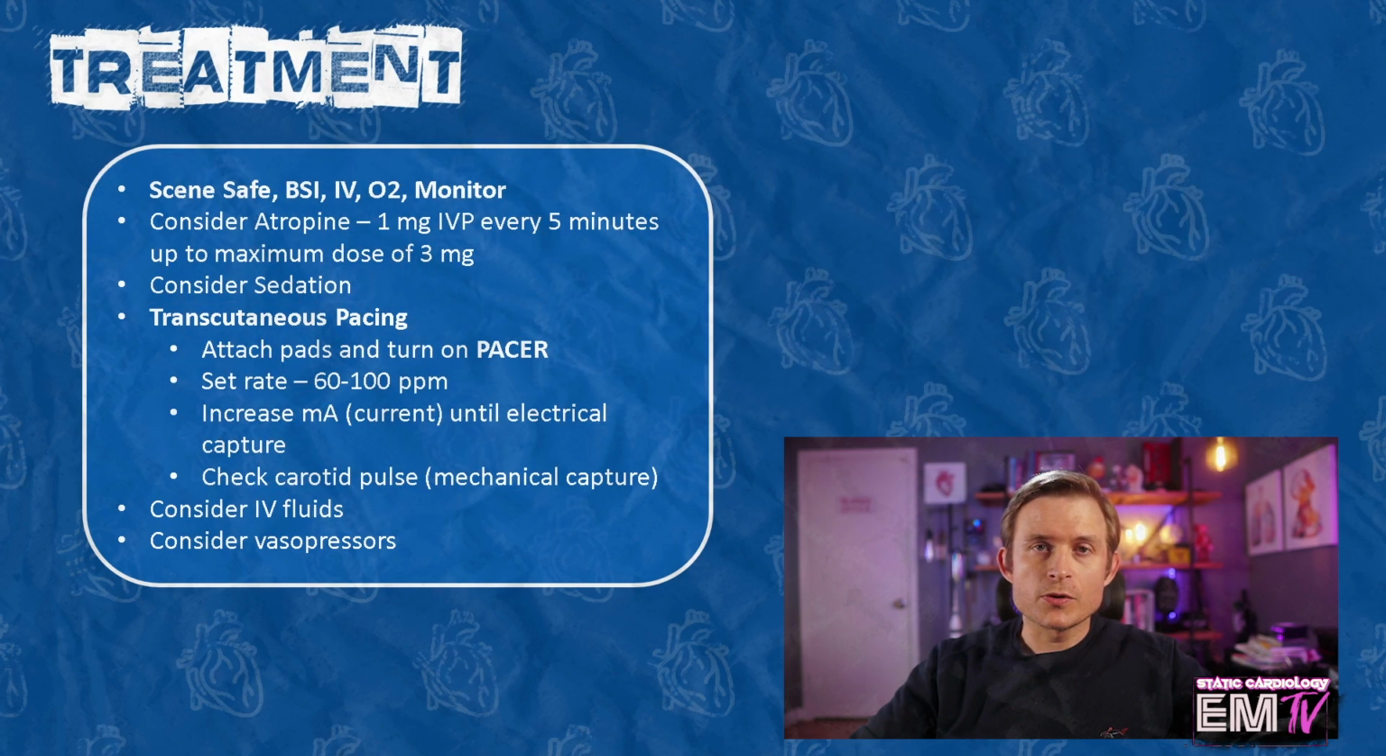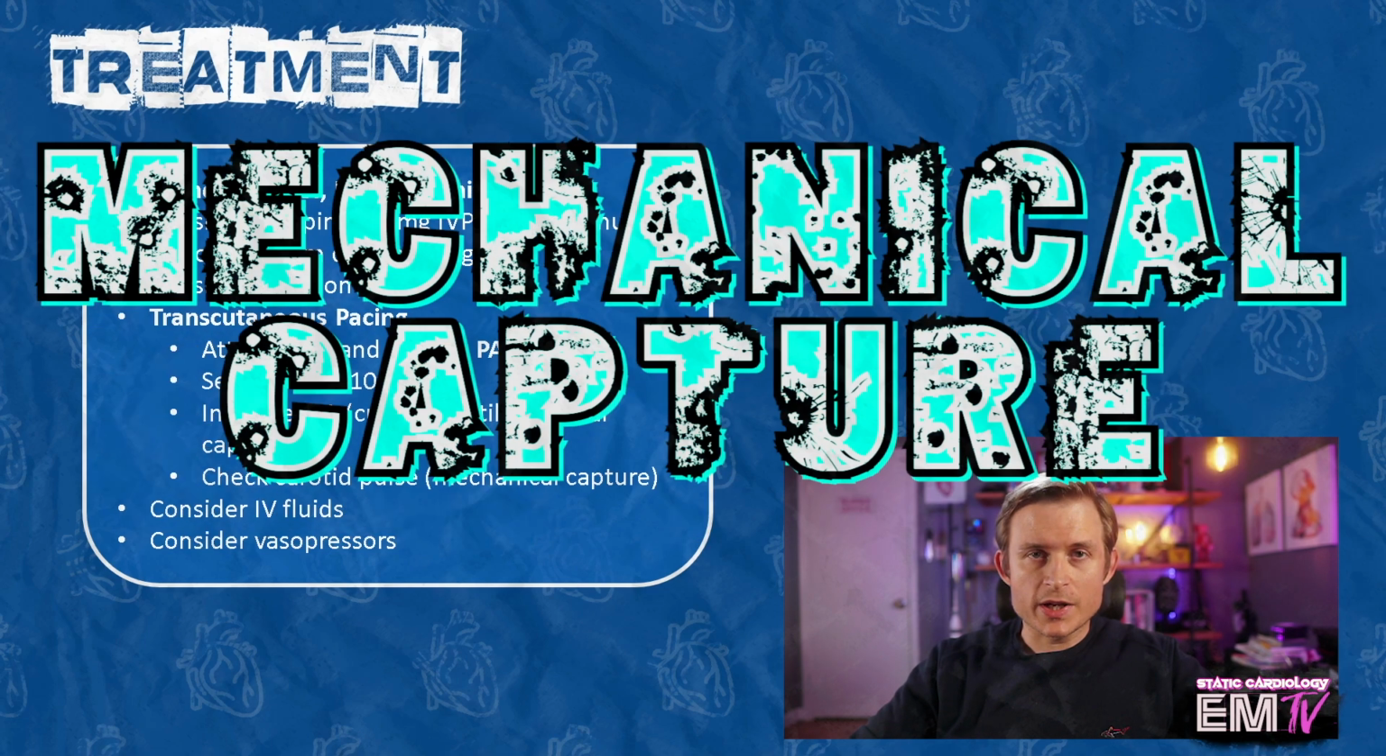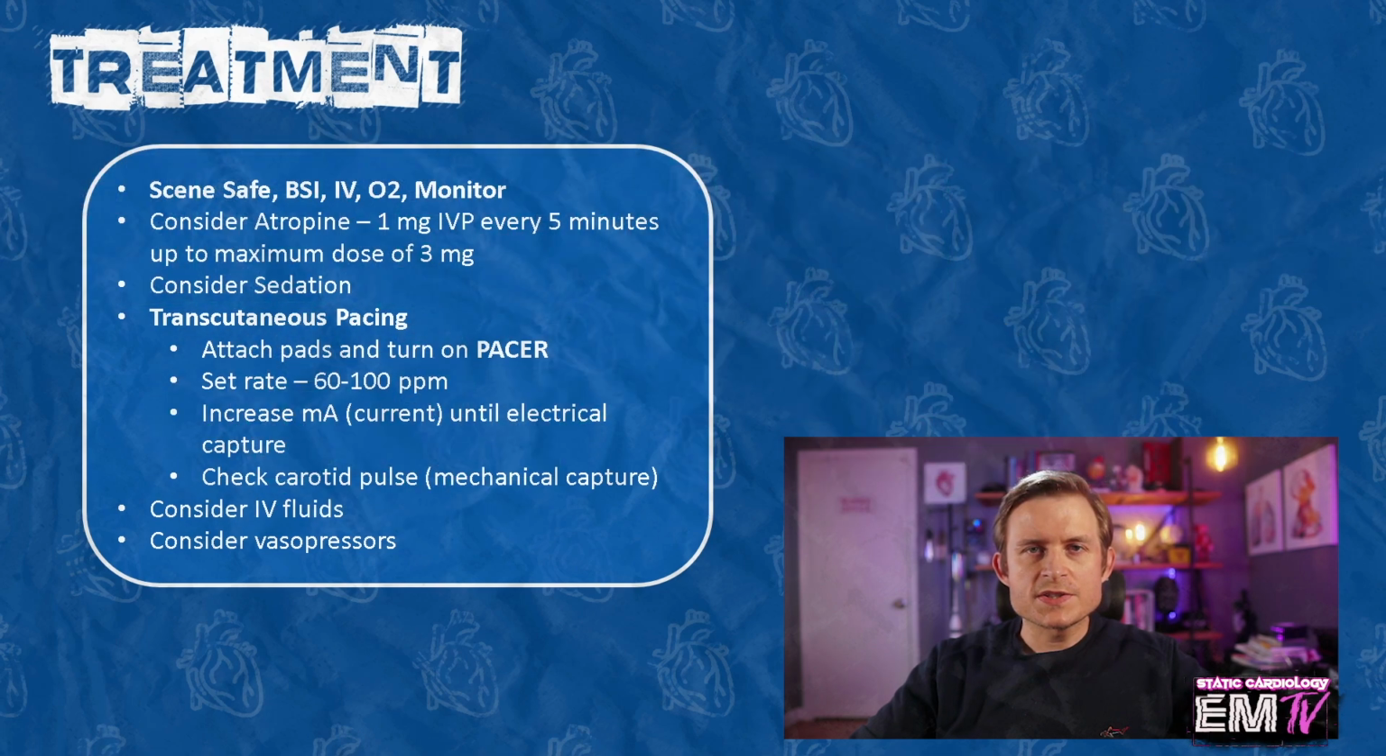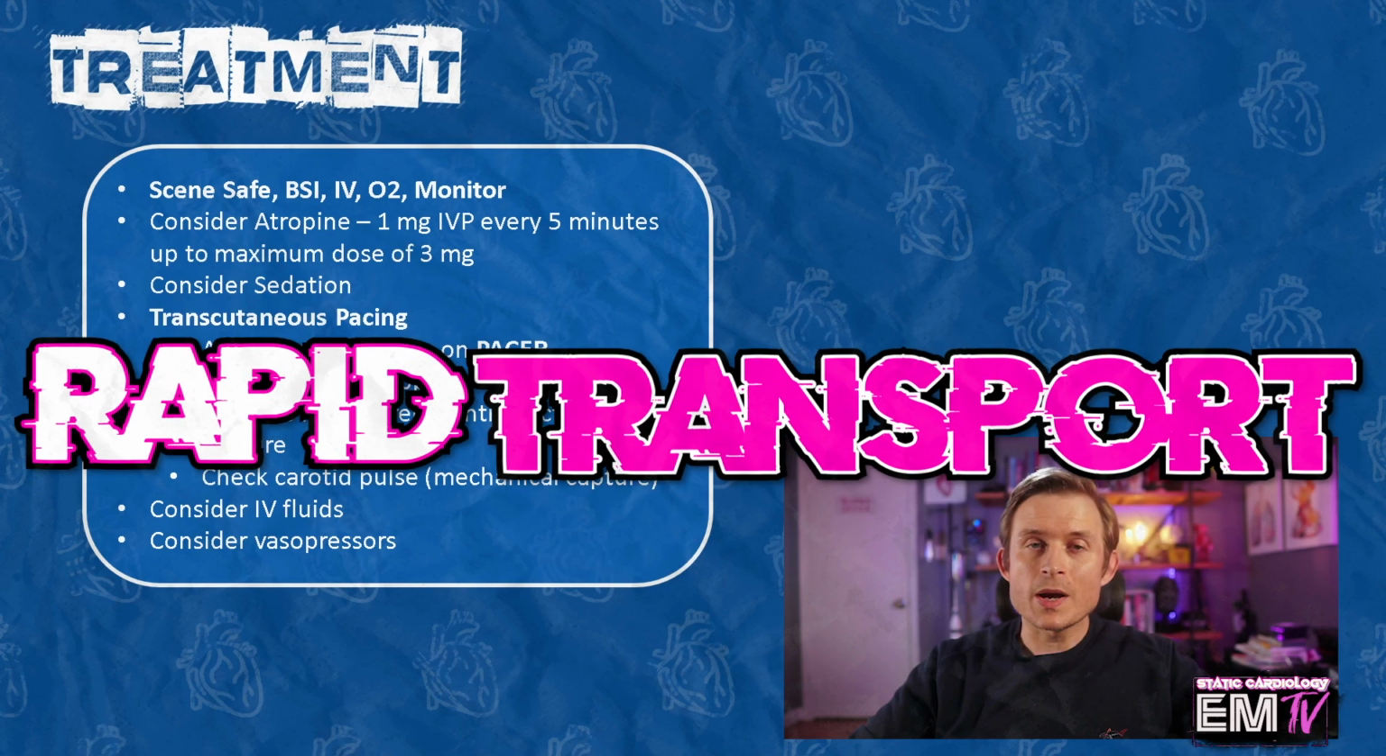I'll then feel for a carotid pulse, and this will be mechanical capture. For pre-hospital EMS, it's then recommended to increase the milliamperage approximately 5 to 10 more to allow for slight patient movement during transport. For additional blood pressure control and management, I'll then consider the administration of IV fluids, and if needed, vasopressors. And finally, rapid transport.